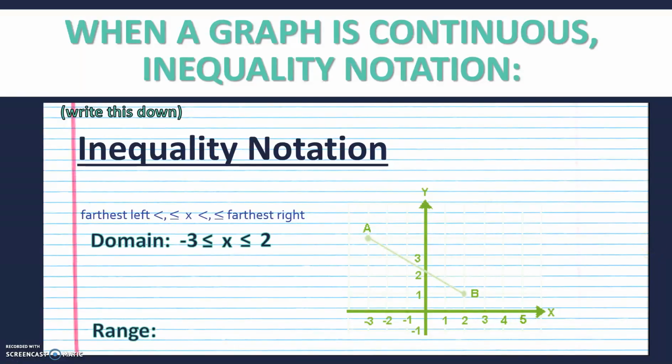Now the range is the y values, and that's going to be the minimum point to the maximum point. For the minimum point, I see the lowest part here is 1. So that's the first number. It's always going to be less than or equal to for these symbols here. This is the smallest point and it's included, so it's a less than or equal to. Remember, range is y, so we're going to put a y in the middle.